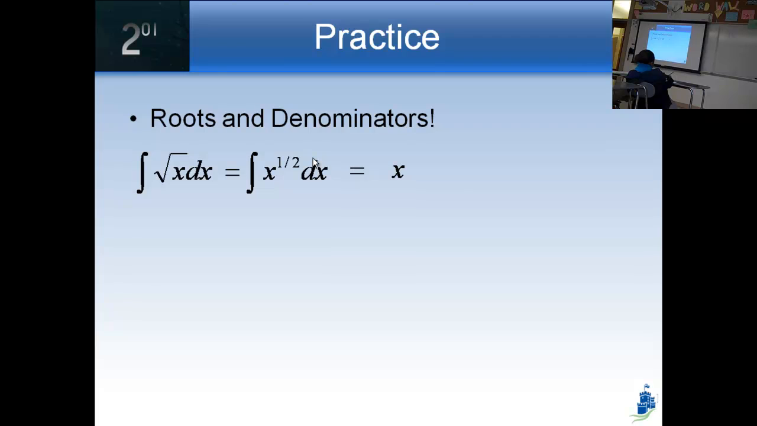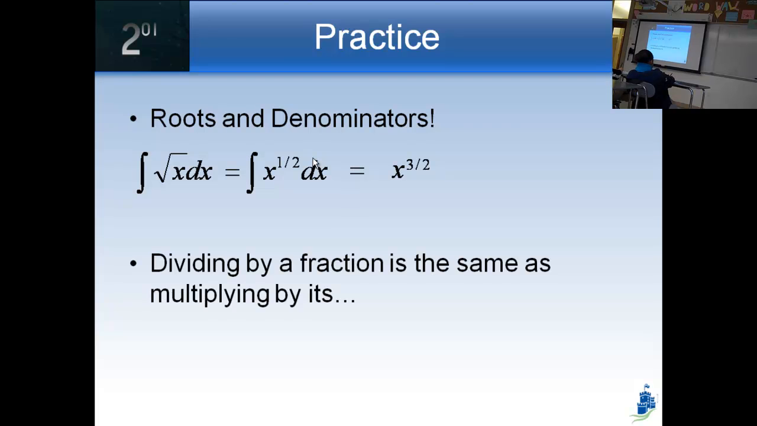What's that? 3/3 is 1. 1 and 1/2, which is 3/2. Okay. And now this is where it gets tricky. We need to divide by 3/2. Dividing by a fraction is the same as multiplying by its reciprocal. So what do I put out front? 2/3. Done, right? Don't forget to slap the C on there in the end.